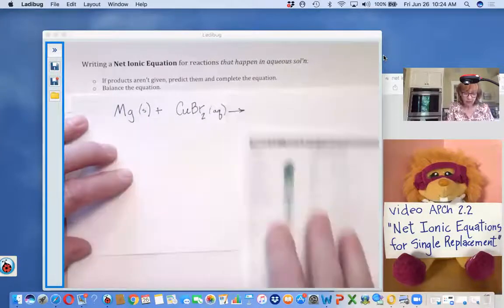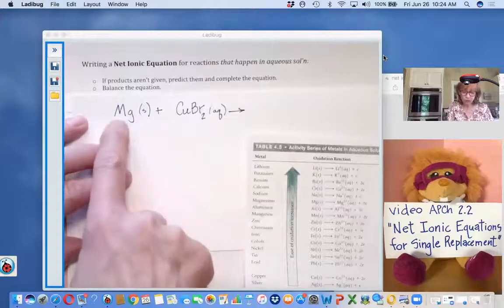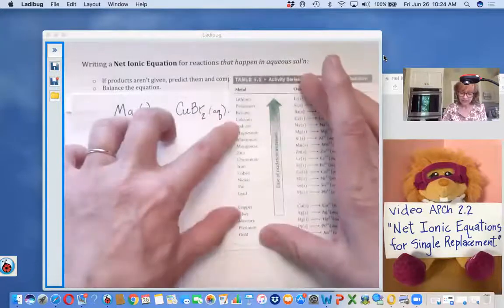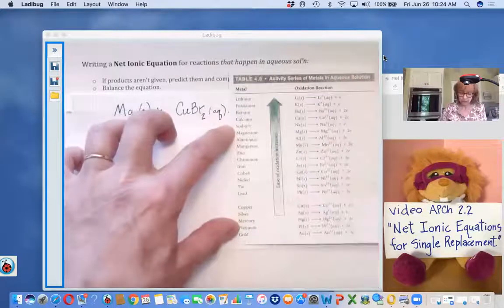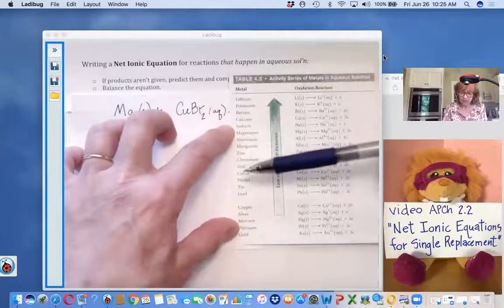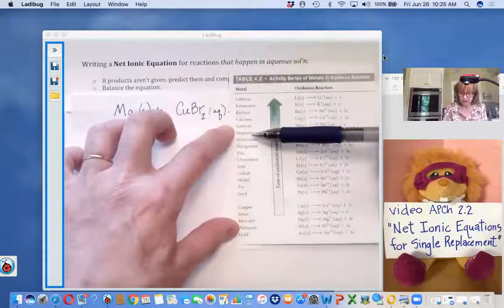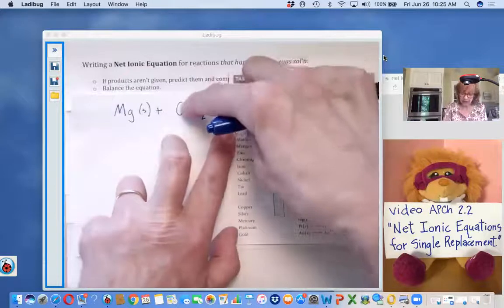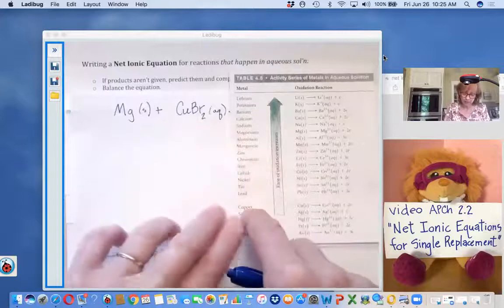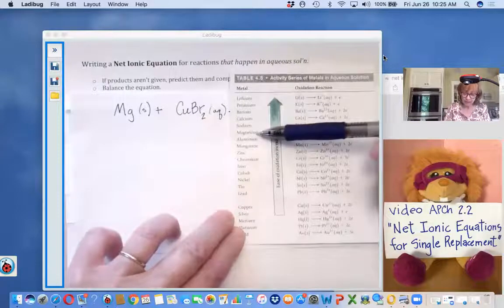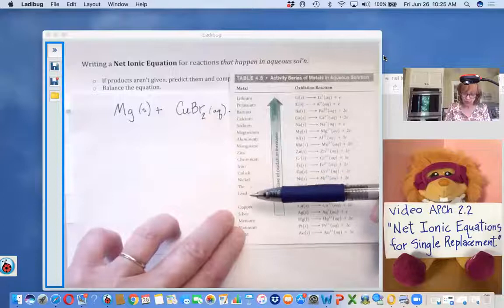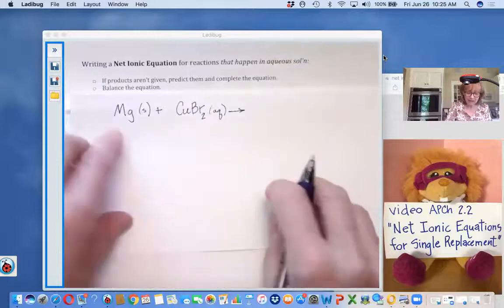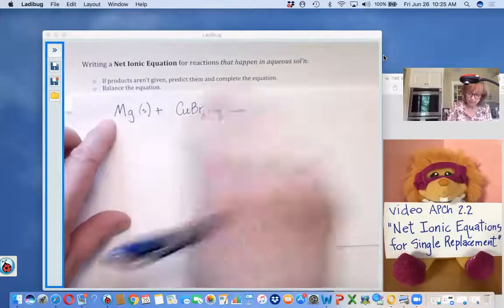So I have a single metal here, and it's going to try to replace the metal in this compound, copper. And when I look at an activity series, what you learned in first year chem was that the metal higher on the activity series is more able to replace or kick out any metals below it. Here's magnesium, and sure enough, copper is far below it. So I can predict that magnesium will kick out the copper.